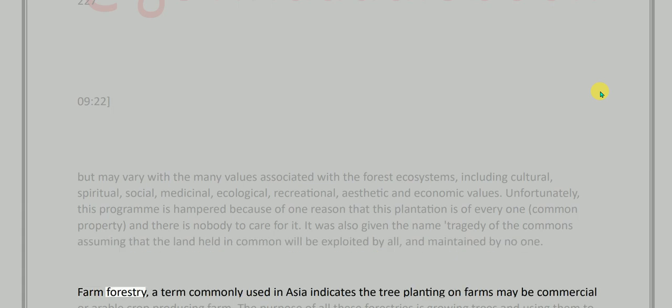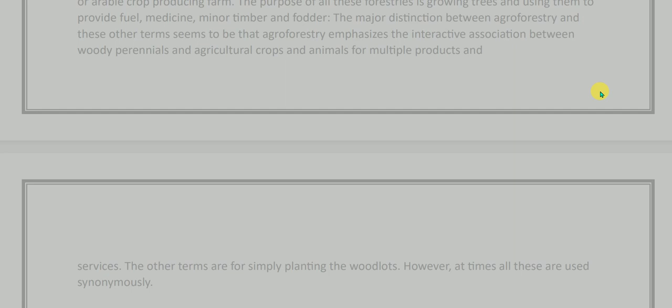Farm forestry, a term commonly used in Asia, indicates tree planting on farms, which may be commercial or arable crop producing farms. The purpose of all these forestries is growing trees and using them to provide fuel, medicine, minor timber and fodder. The major distinction between agroforestry and these other terms seems to be that agroforestry emphasizes the interactive association between woody perennials and agricultural crops and animals for multiple products and services. The other terms are for simply planting woodlots. However, at times all these are used synonymously.